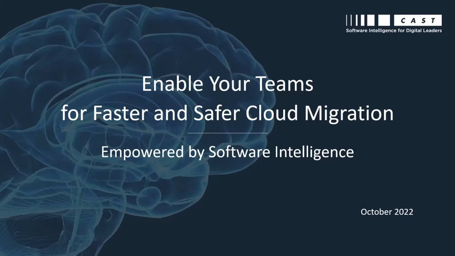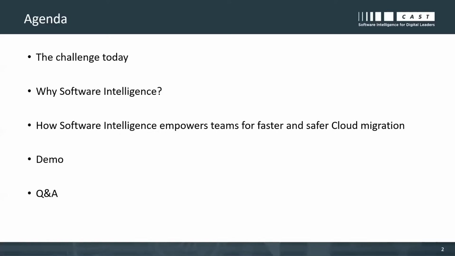So that kind of sets the stage nicely for a discussion on how CAST is helping businesses and organizations use software intelligence to empower their teams and enable them to get their custom software to the cloud faster and safer. Today we'll very quickly talk about the challenge that's out there. Then we'll talk about why this concept of software intelligence is important and how it works, and we'll do a quick demonstration of a few of the software intelligence insights you can get to help empower faster and safer migration to the cloud. We'll have plenty of time for Q&A at the end as well.